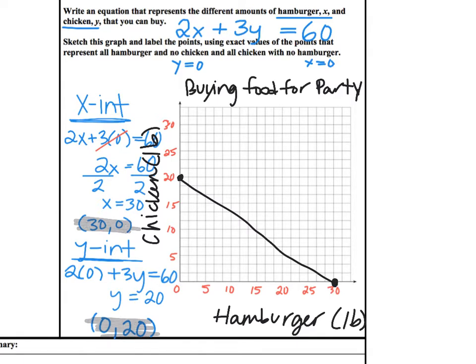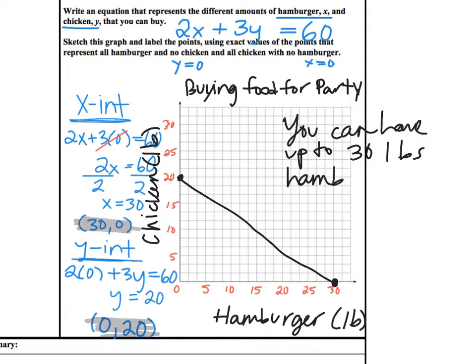So what this is saying is that you can have up to 30 pounds of hamburger and up to 20 pounds of chicken. Will you please write that sentence? You can have up to 30 pounds hamburger. And then it's or, really, because you can't have both. Or up to 20 pounds of chicken.